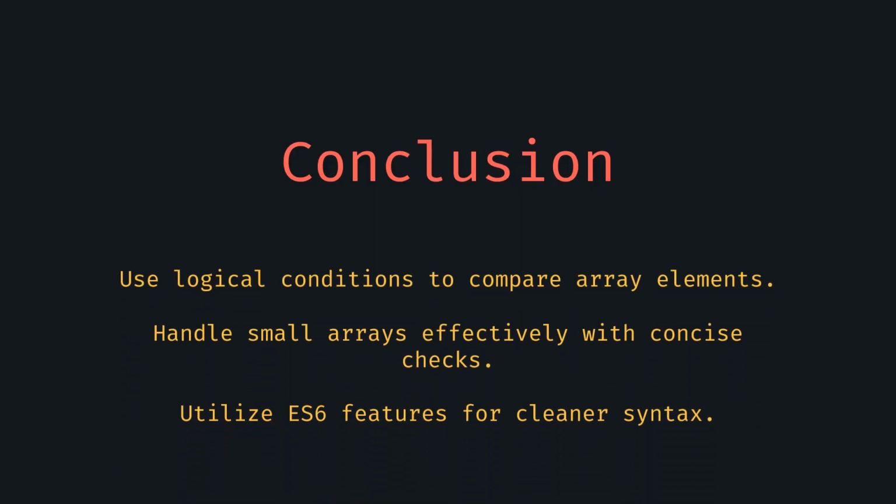To summarize, we wrote a JavaScript program to check if an array contains the numbers 30 or 40 twice. We used logical operators to compare array elements and demonstrated how to handle small arrays efficiently. Additionally, we explored an ES6 version for more concise syntax. This solution highlights key JavaScript concepts and efficient problem-solving techniques.